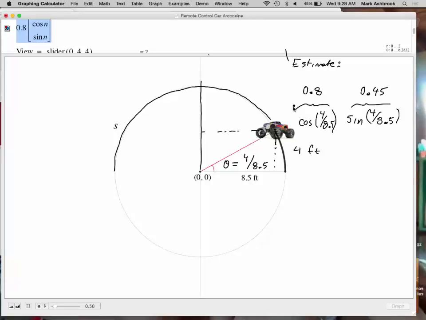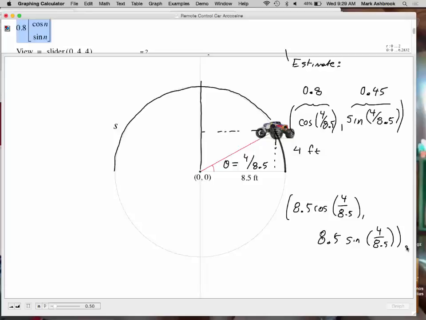So this would be the ordered pair if your coordinates are fraction of a radius. But if we want feet, then the ordered pair would be 8.5 cosine of 4 over 8.5 and 8.5 sine of 4 over 8.5. And so what are we doing? With the sine and cosine, we're taking that fraction of a whole radius, 8.5. So multiplying by the fraction gives us the fraction of 8.5, or the number of feet.